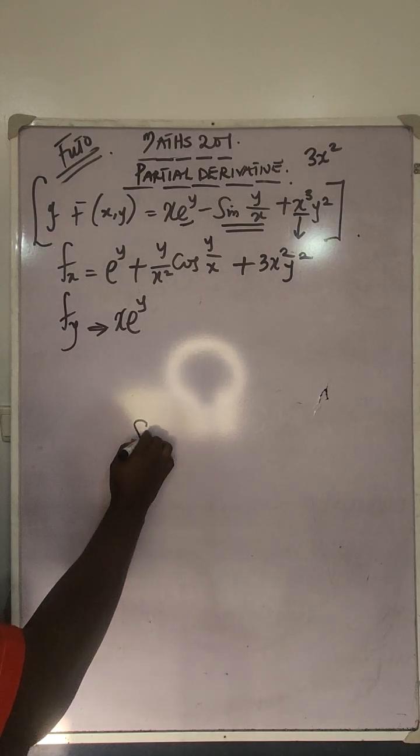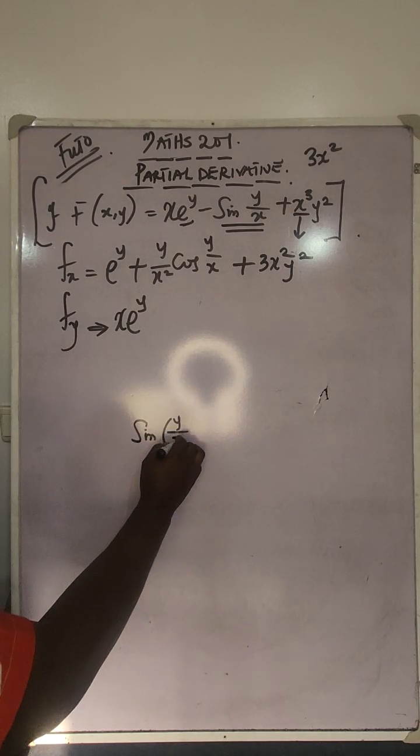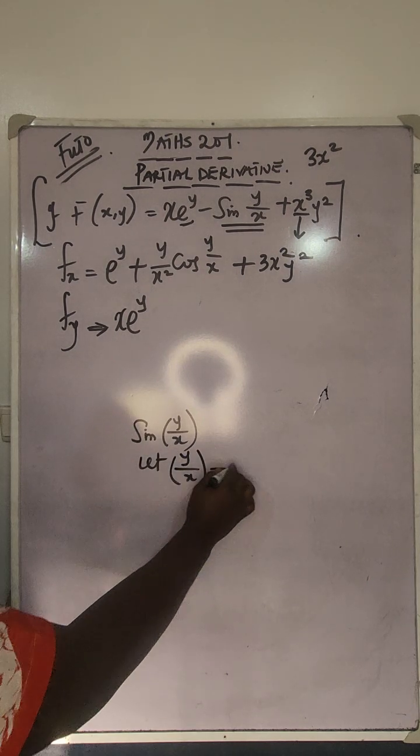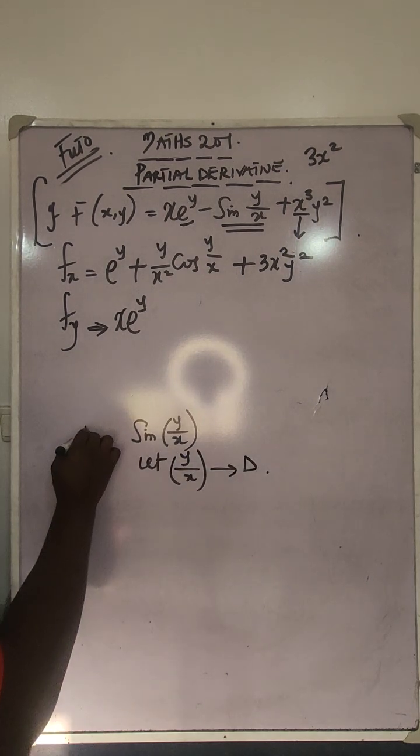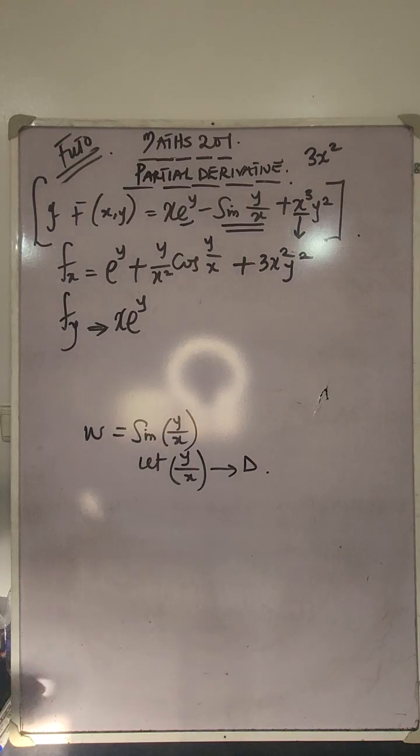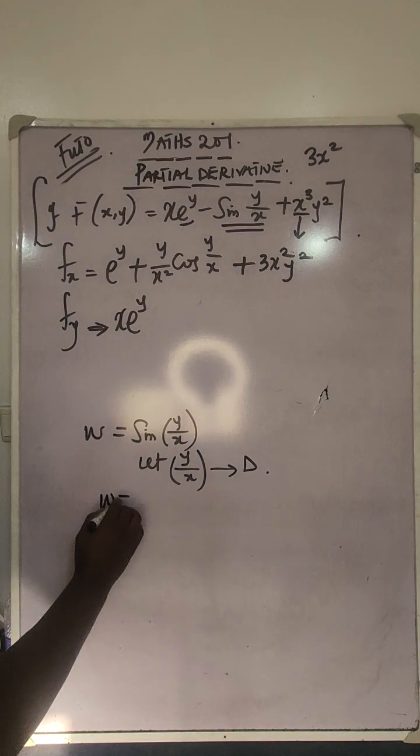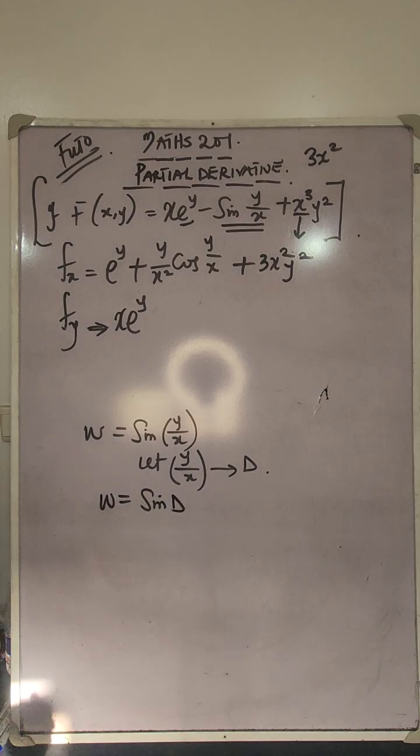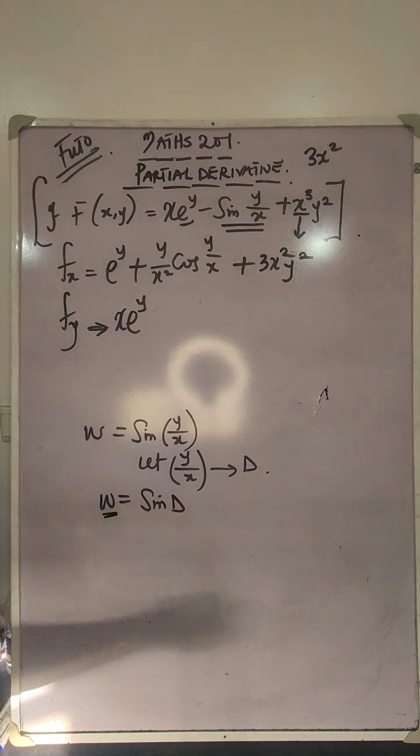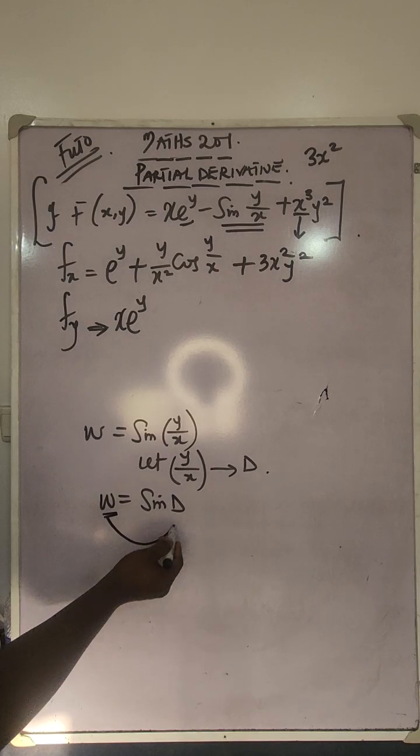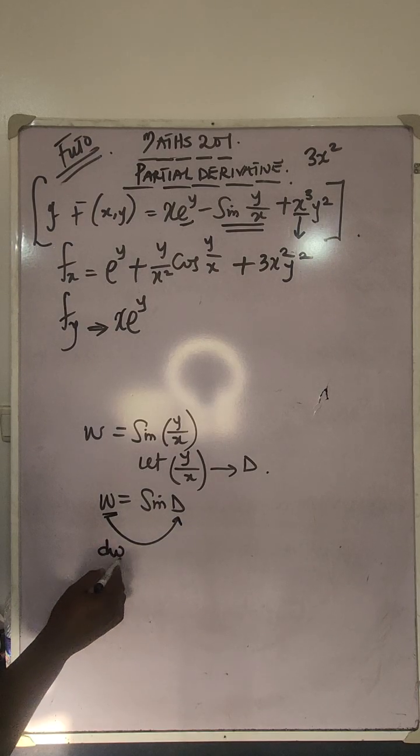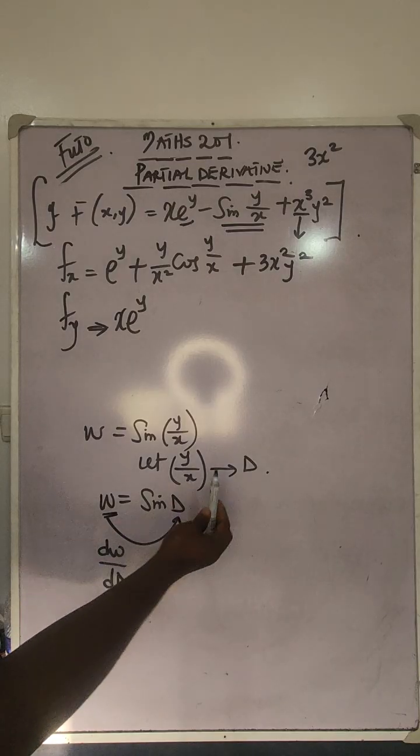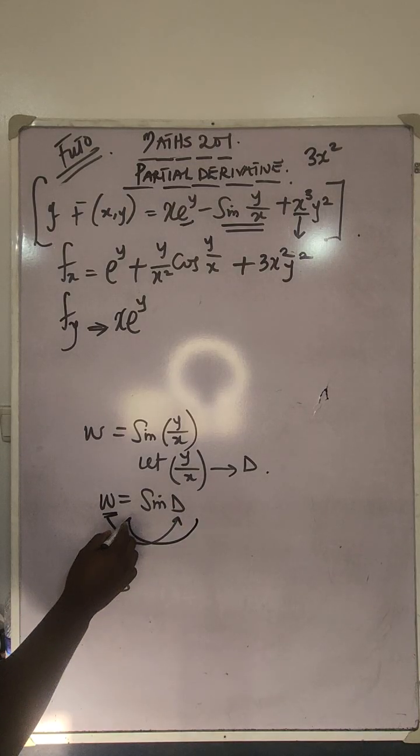We have sine of y over x. So we say let y over x equal, for example, d. Let's just say w is equal to this. We want to use the chain rule approach. So we have w is equal to sine of d. In differentiation, what is outside affects what is inside. So we say dw dd. Do you see that? The w, the d, and not the other way around. You can't say the d, the w.